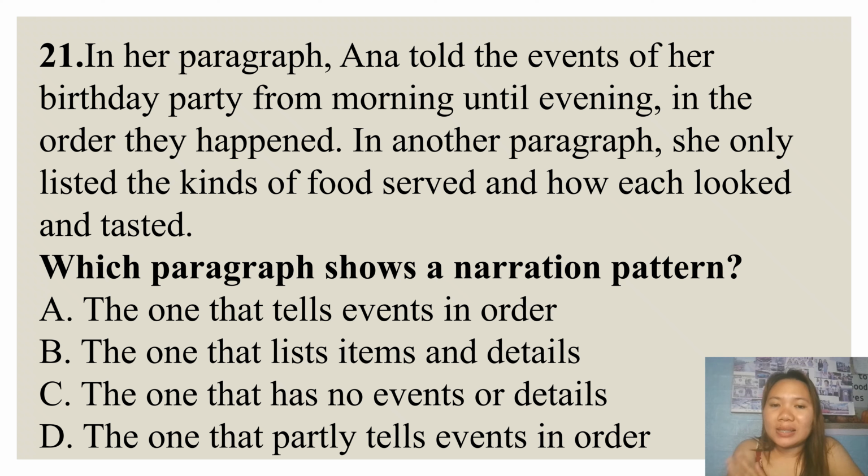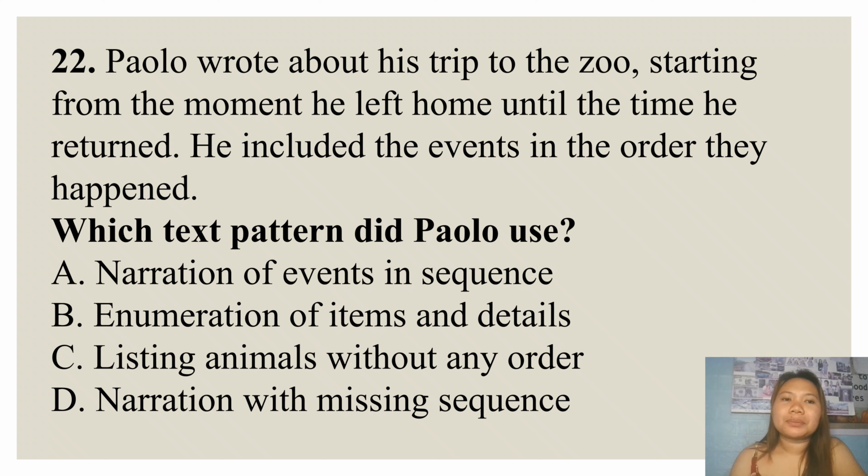A. The one that tells events in order. B. The one that lists items and details. C. The one that has no events or details. D. The one that partly tells events in order. 3, 2, 1, number 22. Paolo wrote about his trip to the zoo, starting from the moment he left home until the time he returned.